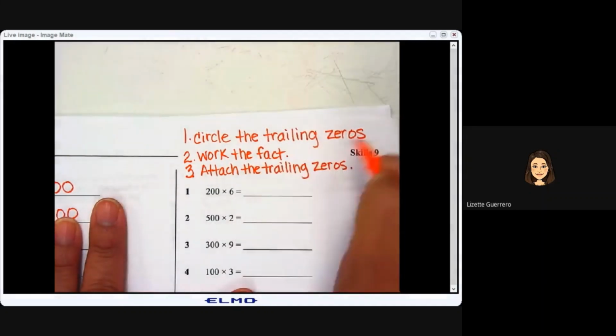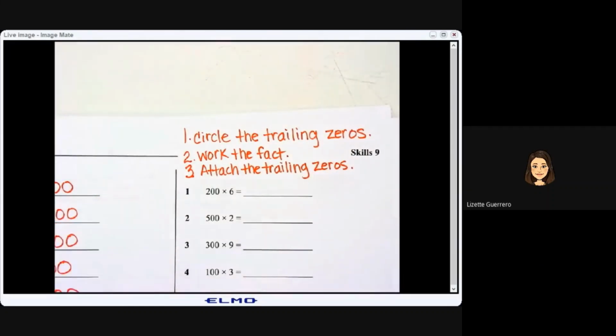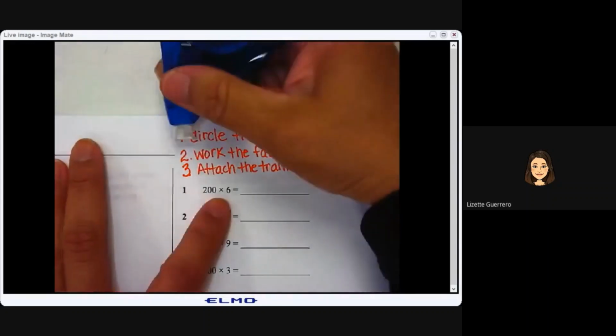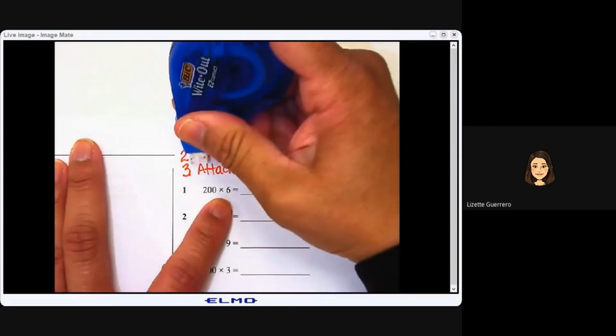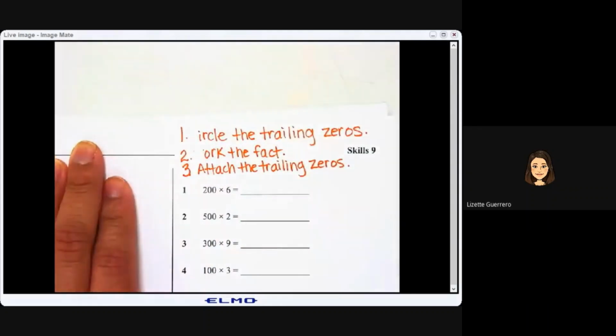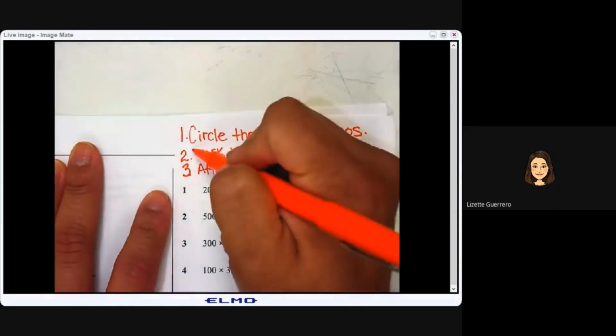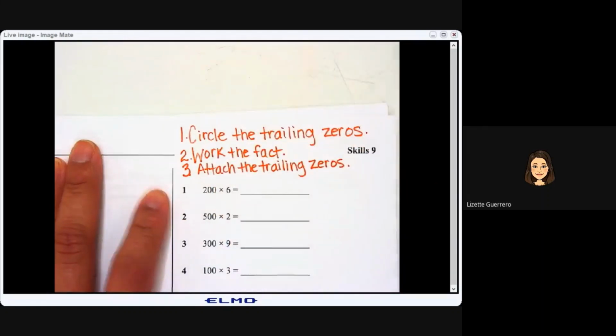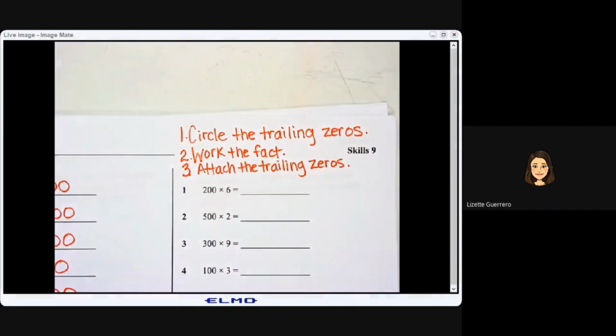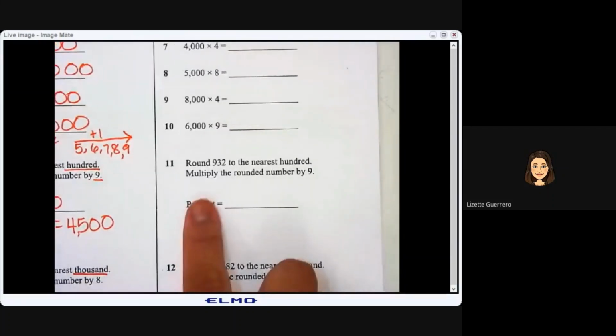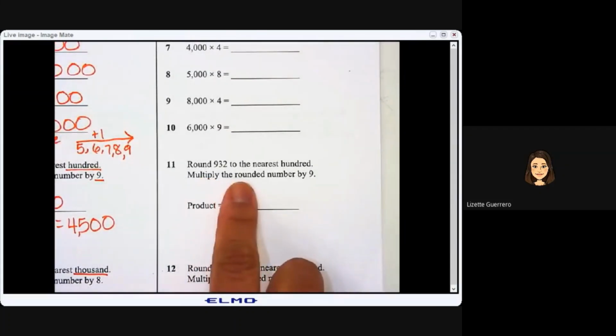And let me correct all this. These are supposed to be complete sentences, so they begin with a capital letter. So again, your steps are 1, circle the trailing zeros. 2, work the fact. 3, attach the trailing zeros. So you work on 1 through 12, estimate on these bottom ones, and then multiply by the given number.